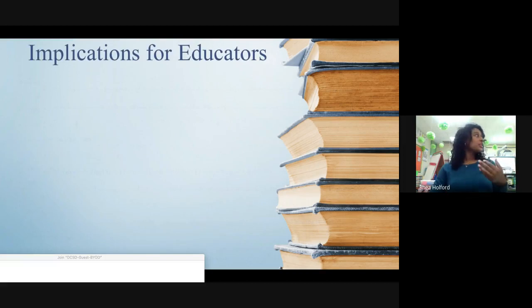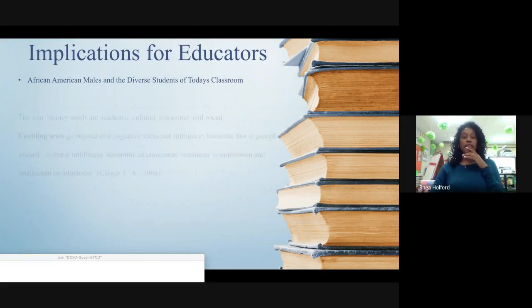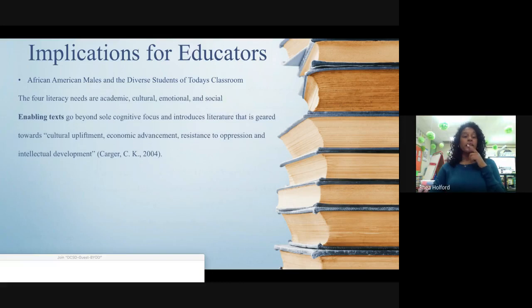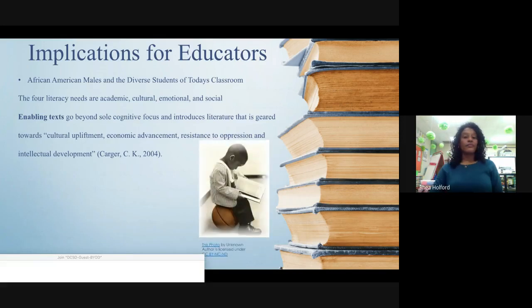So implications for educators, African American males and diverse students of today's classroom. The 4 literacy needs are academic, cultural, emotional, and social. Enabling text. Go beyond sole cognitive focus and introduce literature that is geared towards cultural upliftment, economic advancement, resistance to oppression, and intellectual development. That's key.